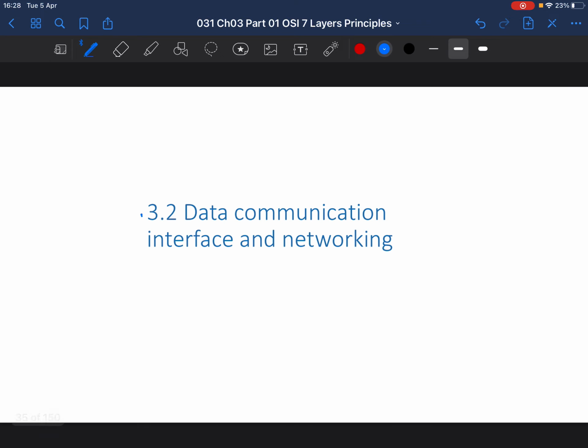So that is the discussion about the 7 layers of the OSI model. Basically, we have discussed in detail all those 7 layers.